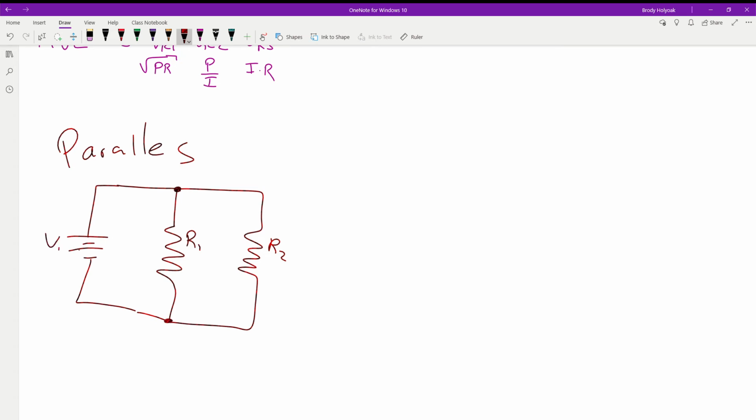So in this case, we have two resistors, but they are connected in parallel. Because they're joined together at this node, we can have current flowing this direction, and we can have current flowing this direction.